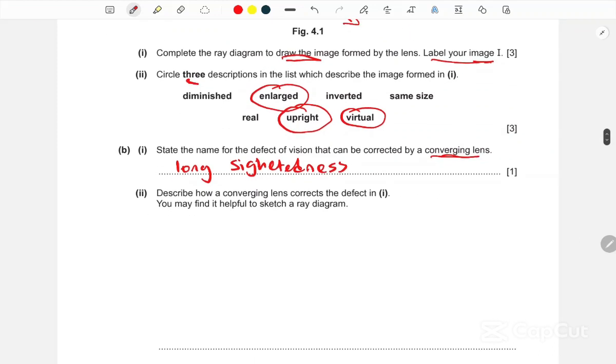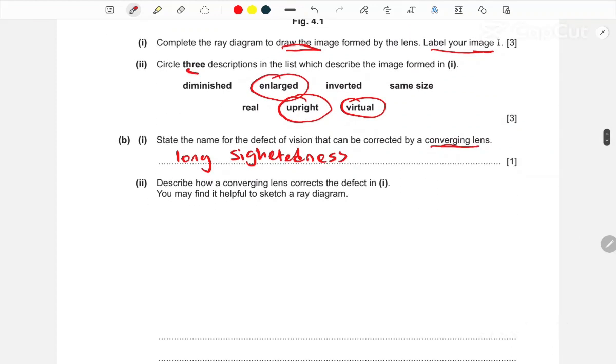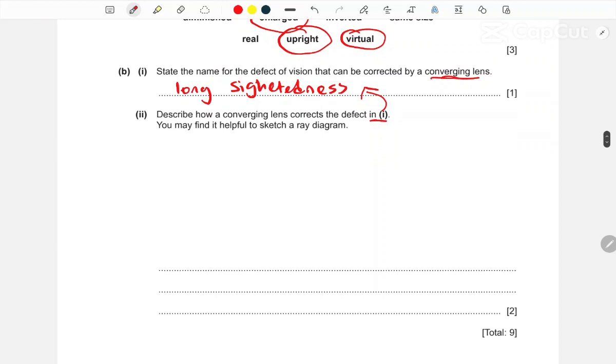The next question. Describe how a converging lens corrects the defect in the eye. So how it corrects long-sightedness. So first, let's draw a diagram. Previously, without the converging lens, we have the eye over here, and this is the retina. And then the eye has its own lens.